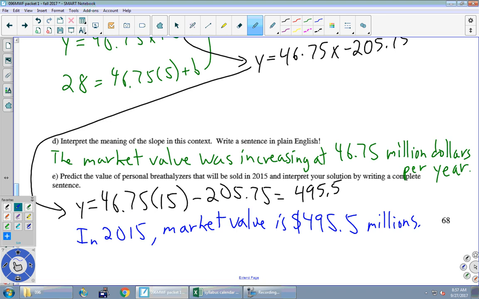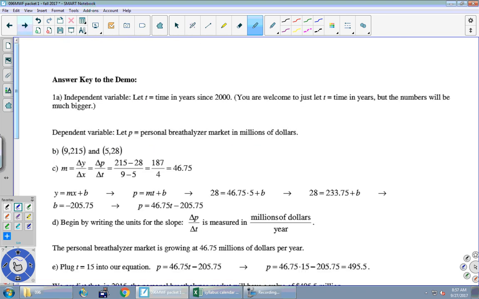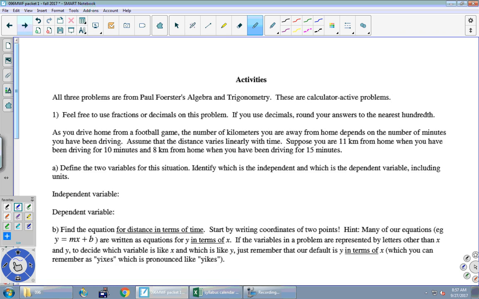Okay, so the activities start on the next page. No, they don't. Activities start 2 pages down the road. I will point out all these problems are calculator active. So I'll go ahead and grab some calculators. You can borrow one if you don't have one. Feel free to use your phone if you'd like. And raise the flag if I can help.